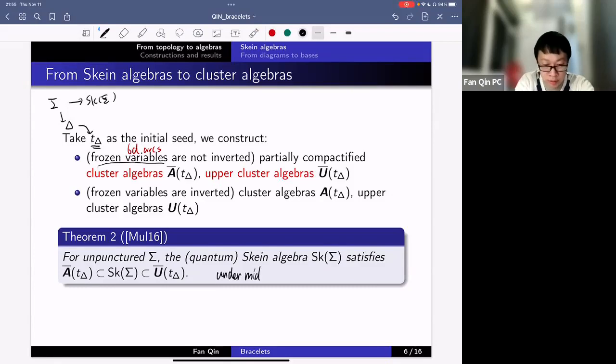Under mild conditions, that means that you have enough marked points. They are the same. Okay.